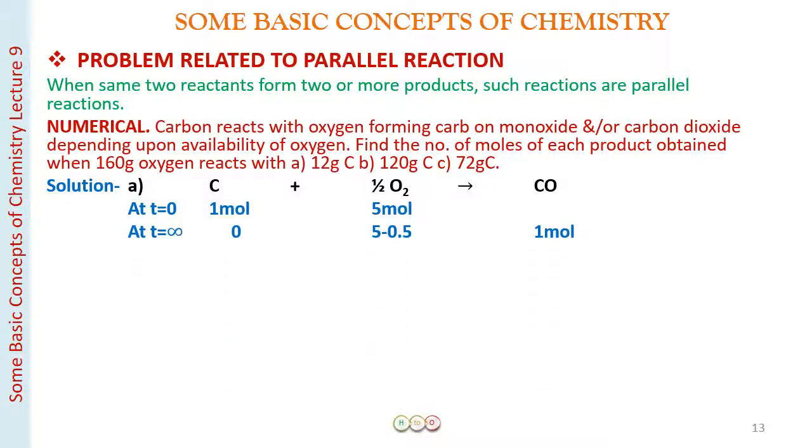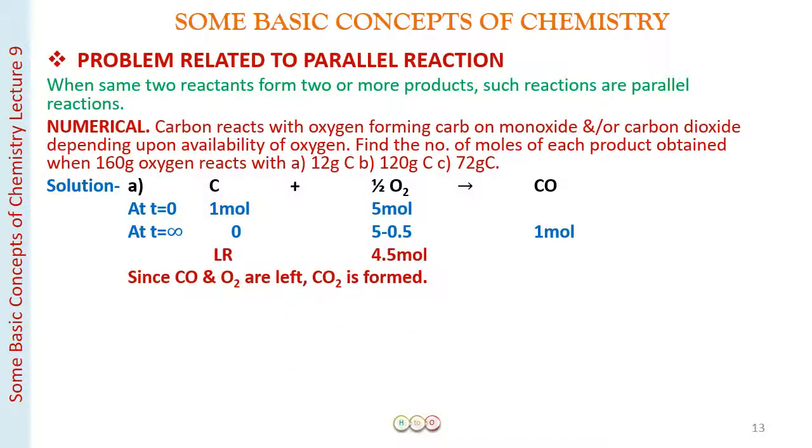And when the reaction is complete, you can say when the carbon finishes, because with 1 mole of carbon, the amount of oxygen reacting is 0.5 moles, right? So 1 mole and half mole, and we have 5 moles. So 4.5 moles of oxygen is going to be left behind, and carbon is going to finish off, and you are going to form 1 mole of carbon monoxide. So carbon is the limiting reactant over here, and oxygen remaining would be 4.5 moles.